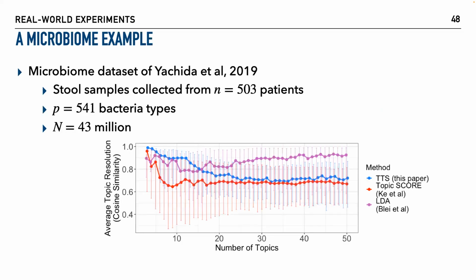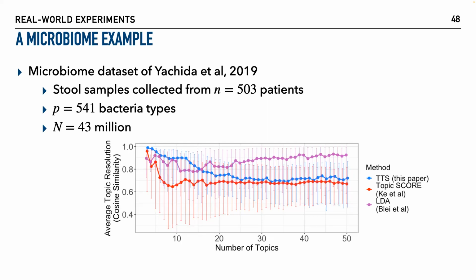We also tried the microbiome example, right? So here you have samples from the microbiome. Each sample is a document, bacteria are the words, and you count the number of times that you see your bacteria. It's a very different data regime. You have very, very long documents, reasonable P, but rather small N. We also applied this notion of topic resolution, and what we see is that our method performs pretty well, up until maybe topic 18 or so. And then LDA starts performing a little bit better, where our method drops and is essentially identical to topic score.